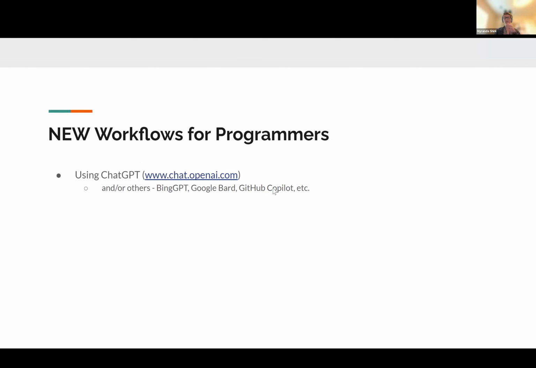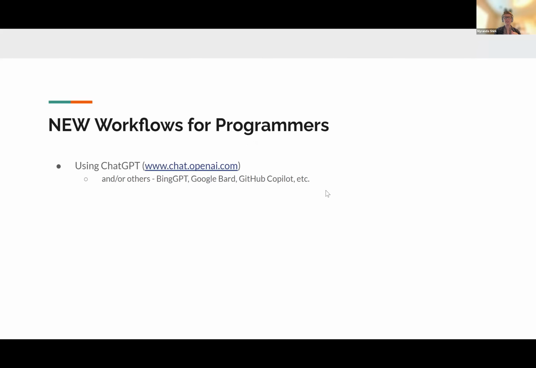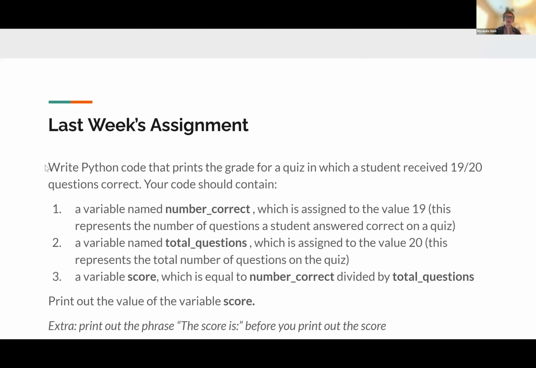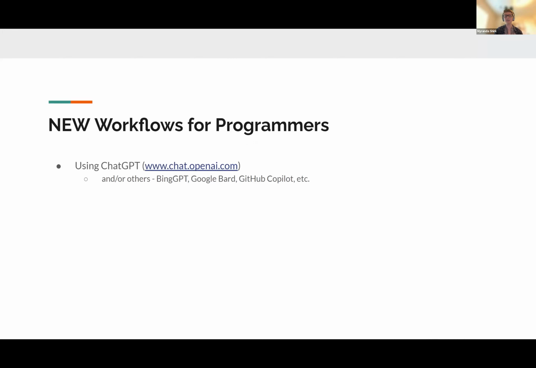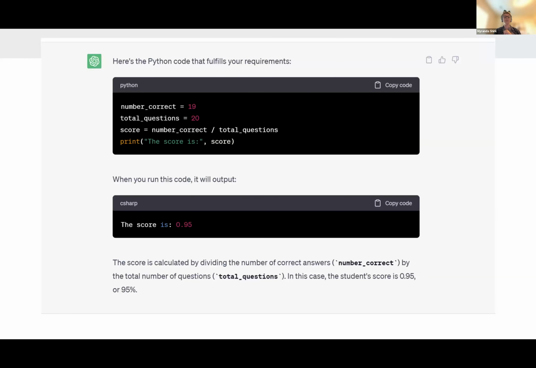So I'm going to show you some magic, some coding magic. What I did was I went to ChatGPT. I copied and pasted this exact thing. I just ripped it out of the PowerPoint, this assignment, and I pasted it into ChatGPT. I said, do this, and I said, enter. And here's what ChatGPT gave me.